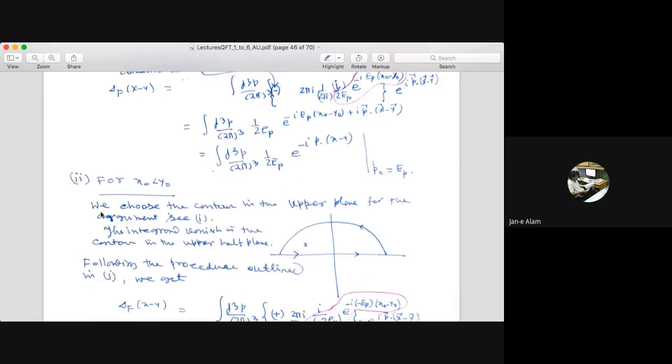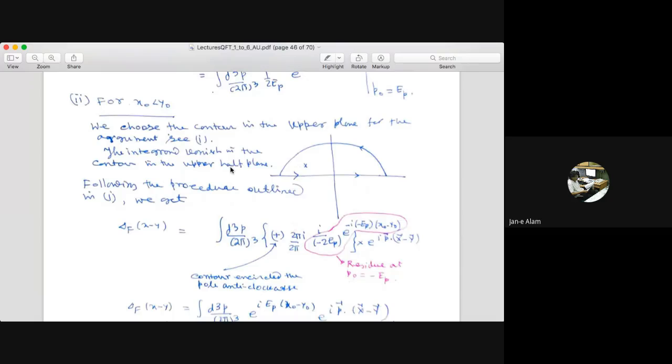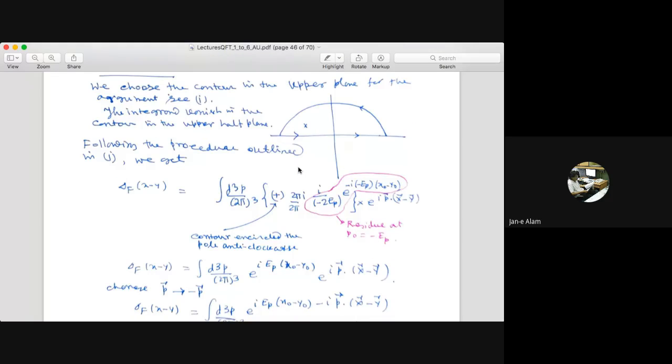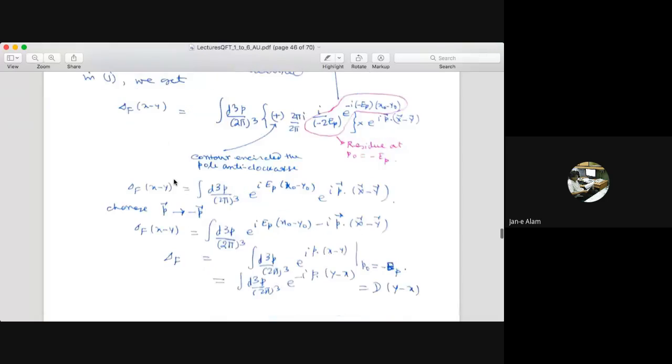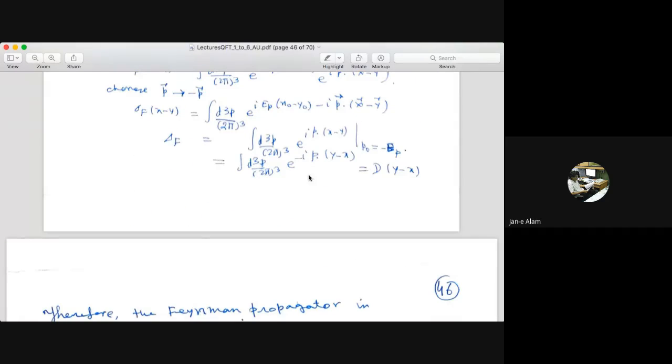Now for the other case, where x naught is less than y naught, you can again give the same argument and show that I need to choose the contour in the upper half plane. In the upper half plane, only this pole will be included, and the residue at this pole you can again calculate using the standard techniques of complex variables. If you do the similar integration, it will come out like this.